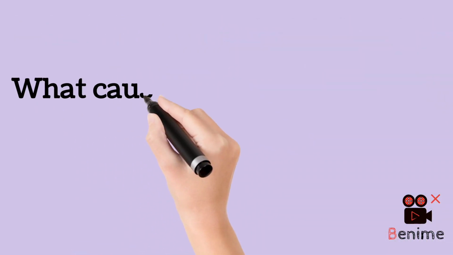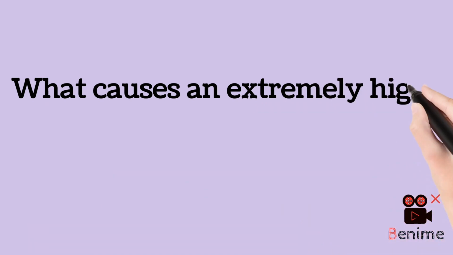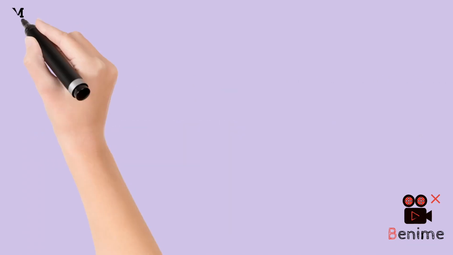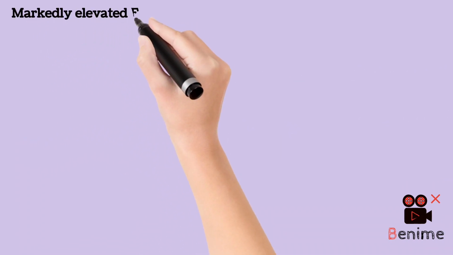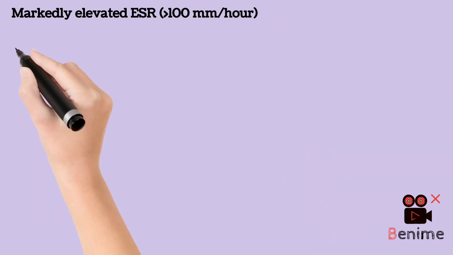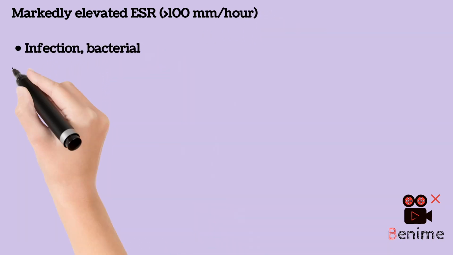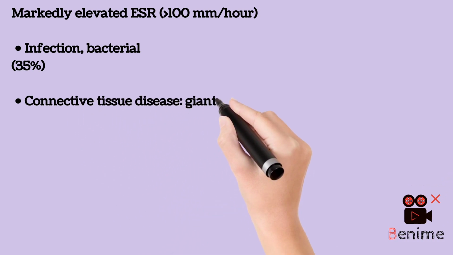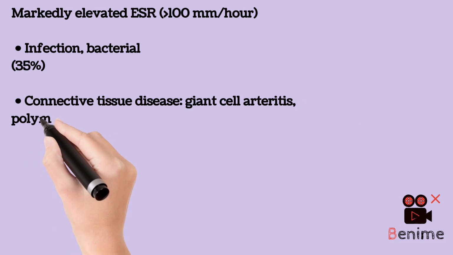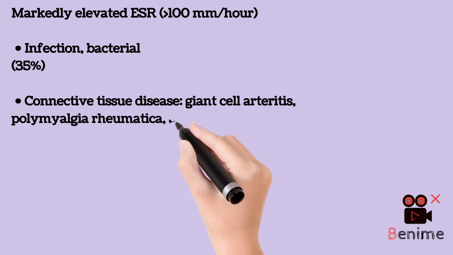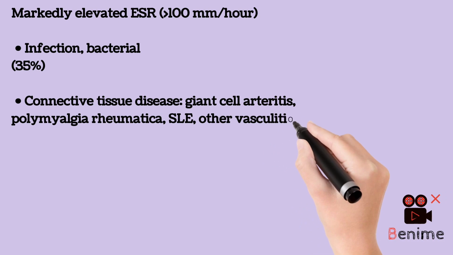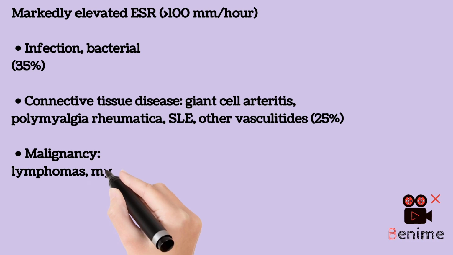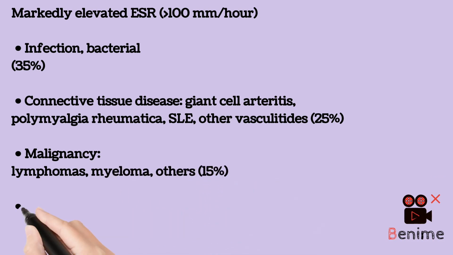What causes an extremely high or extremely low ESR? Markedly elevated ESR, greater than 100 mm per hour: infection, bacterial, 35%. Connective tissue disease, giant cell arteritis, polymyalgia rheumatica, SLE, other vasculitides, 25%. Malignancy, lymphomas, myeloma, others, 15%. Other causes, 25%.